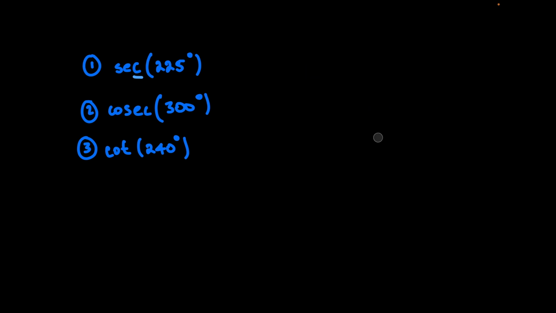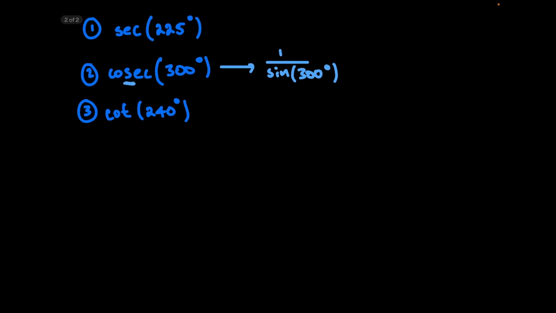Okay, now let's look at the next one. The cosec of 300 degrees. Okay, because the third letter is an S, we know this is the same as 1 over the sine of 300 degrees. So let's work out what the sine of 300 degrees is. We'll draw it out. 300 degrees is in our fourth quadrant, roughly over here.